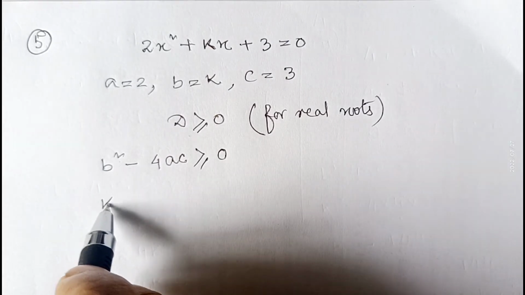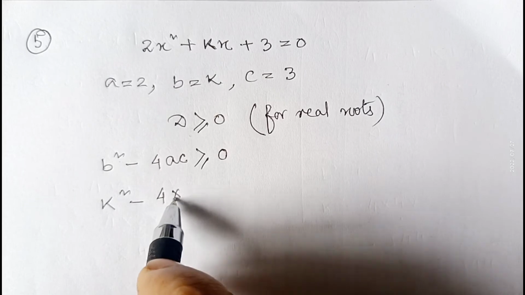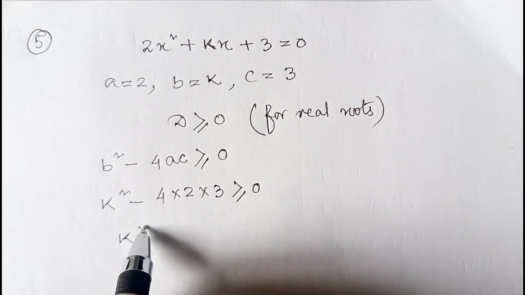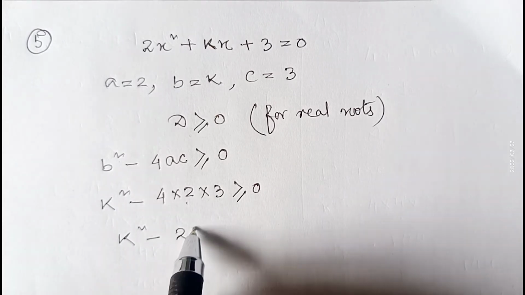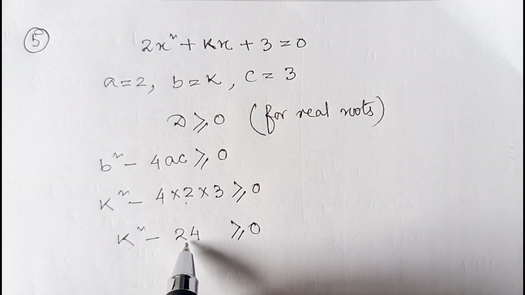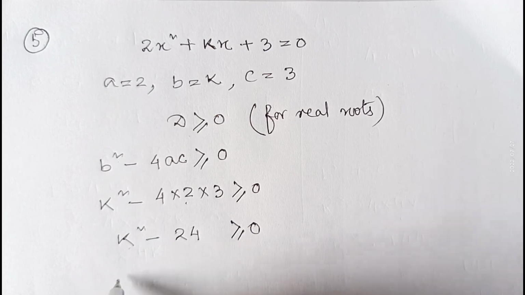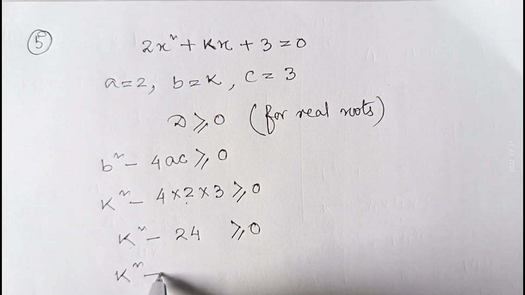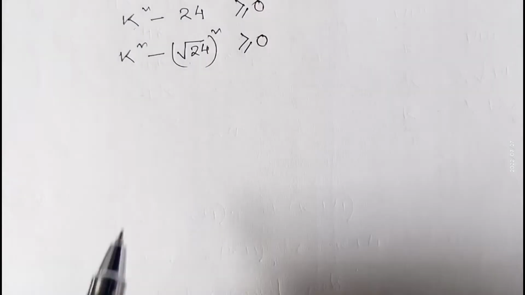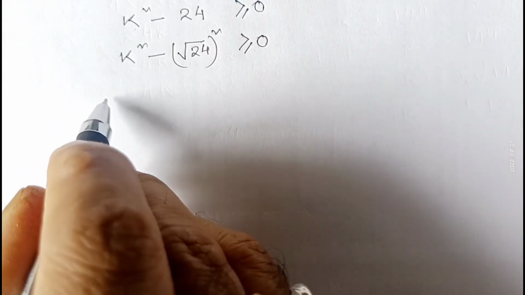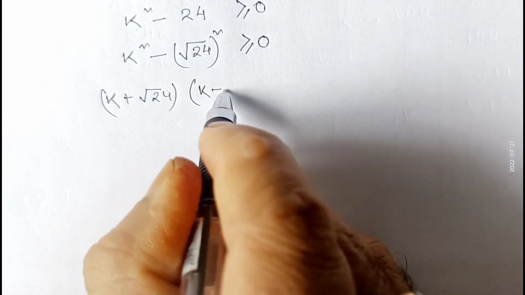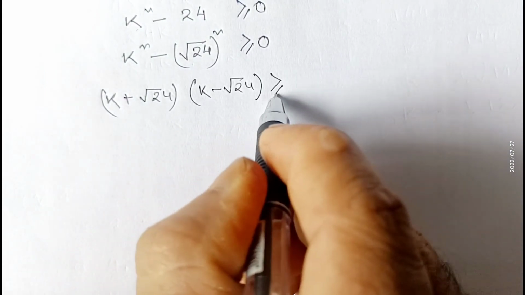Here b is k, so it will be k square minus 4 into 2 into 3 greater than equals to 0. So k square minus 4 into 2 into 3, 24, greater than equals to 0. Now since it is square, this 24 also can be written as root over 24 whole square. So we can write k square minus root over 24 whole square greater than equals to 0. If we apply the a square minus b square formula, it will be a plus b into a minus b greater than equals to 0.